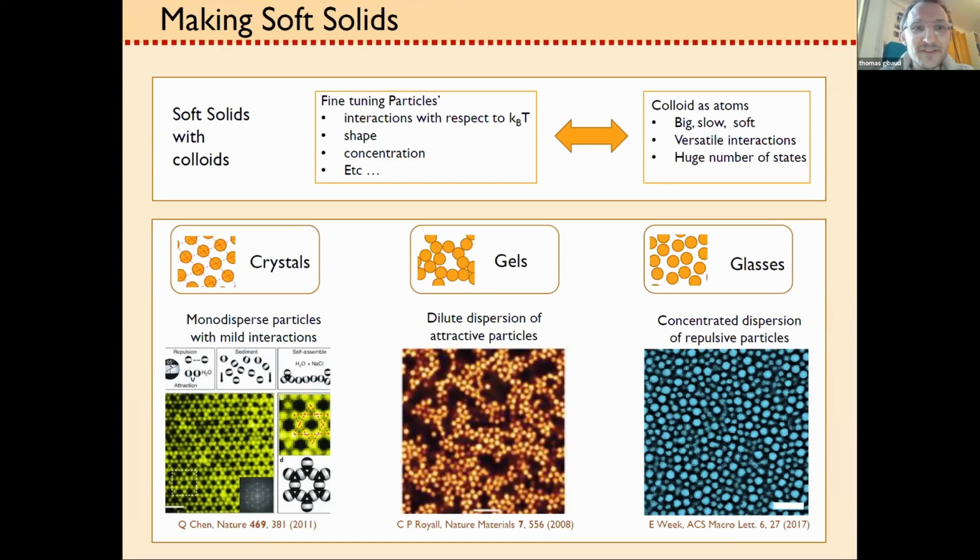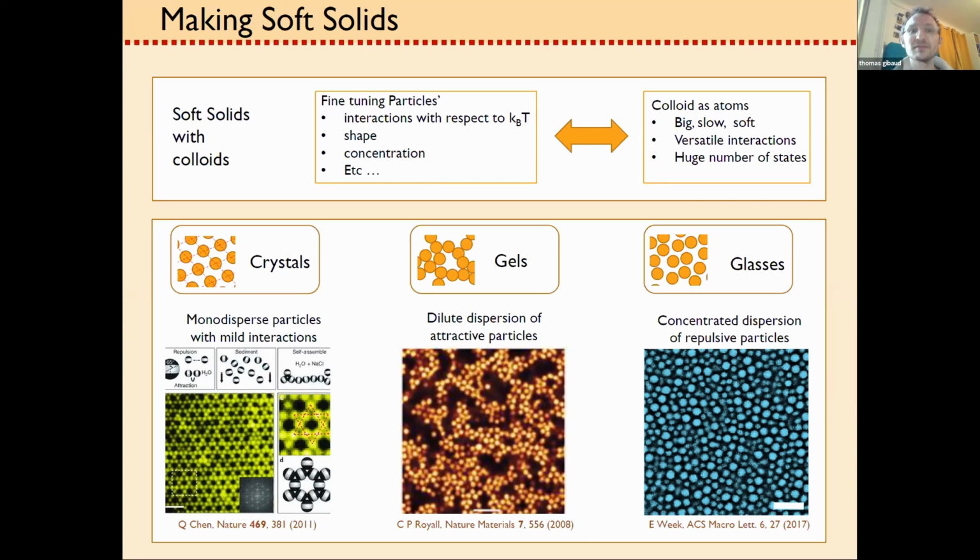So making soft solids, let's start with that. Soft solids with colloids. The interest of using colloids is that you have a fine tuning of the particles. You can tune the interactions, the shapes, the concentration, etc. And you can see colloids as giant atoms. So they are big, they are slow, they make soft structures, they have versatile interactions, and there is a huge number of states as compared to atomic solids. So that's why I, as a soft matter physicist, use colloids.